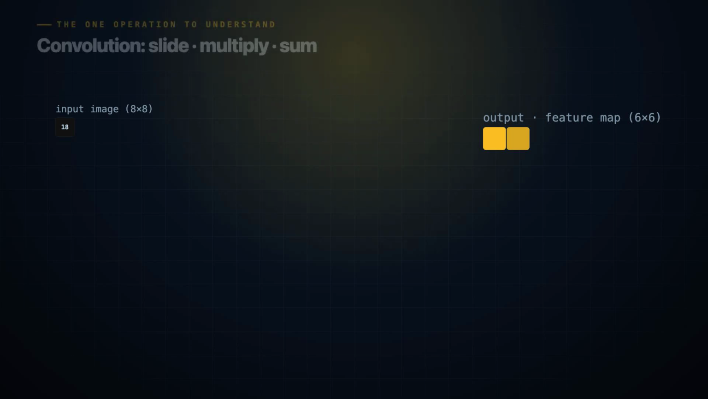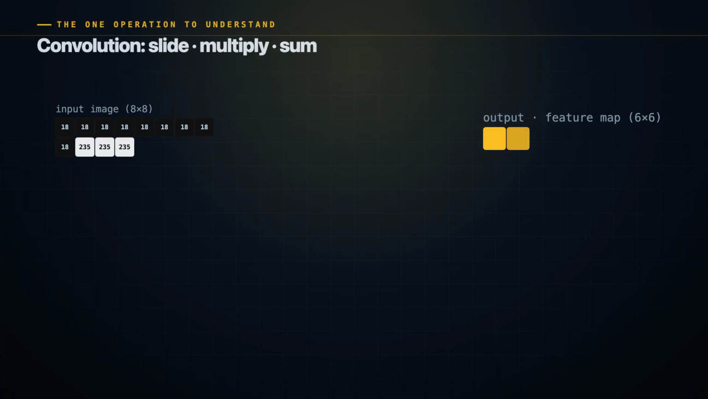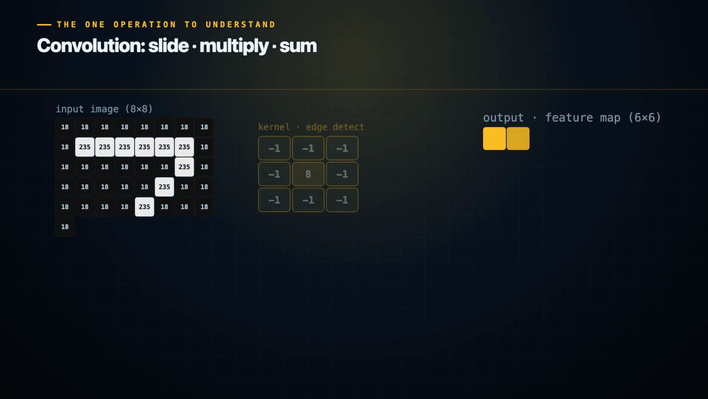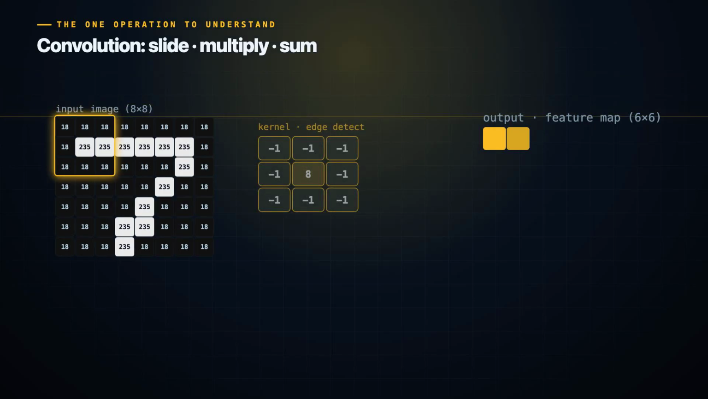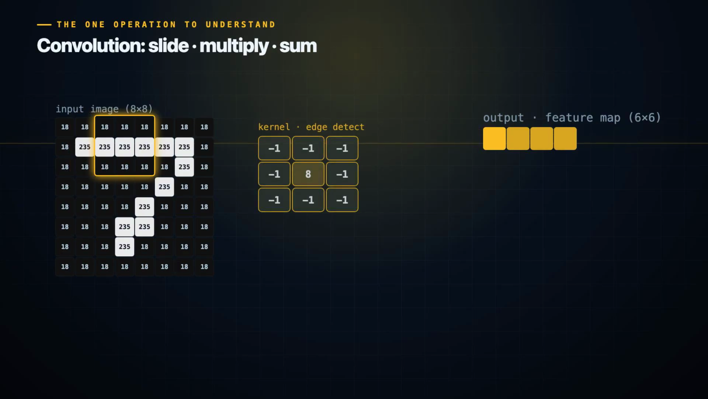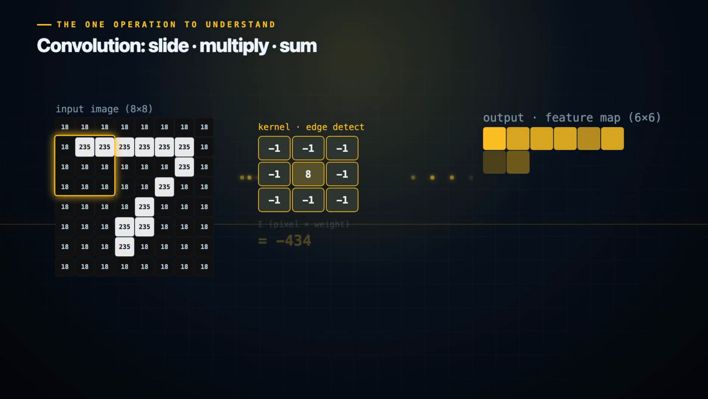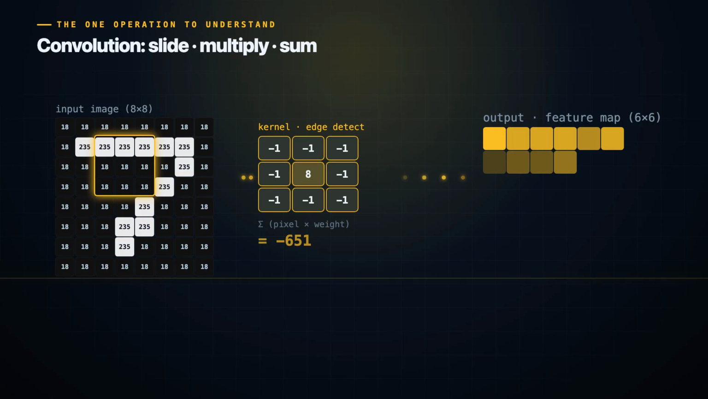Convolution, if you remember only one idea from this entire course, make it this one. Everything else is built on top of it. Let's go slowly. We start with a small grid of numbers called a kernel. Here it is just 3 pixels by 3 pixels, a tiny window of 9 numbers. We place that kernel over the top left corner of the image.